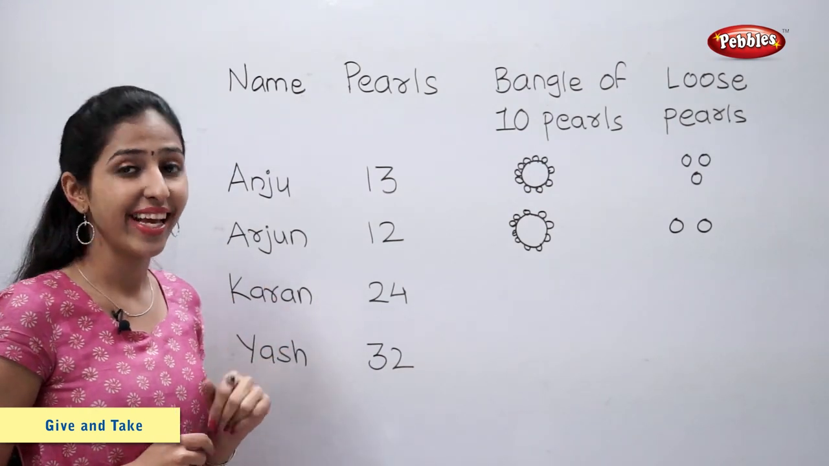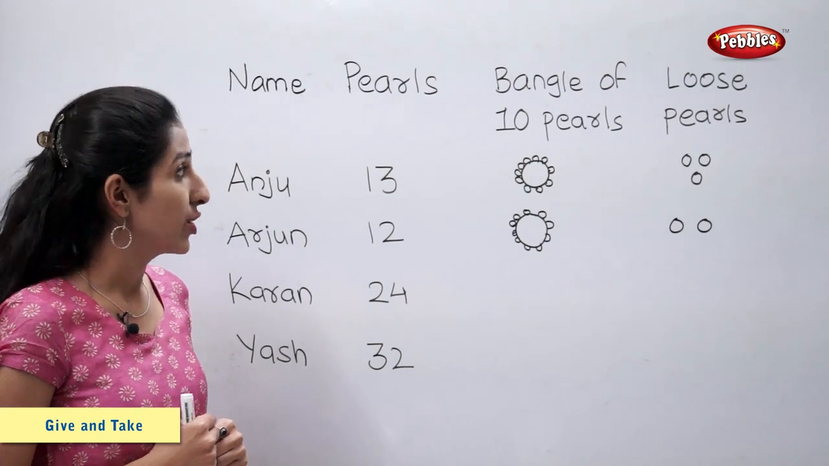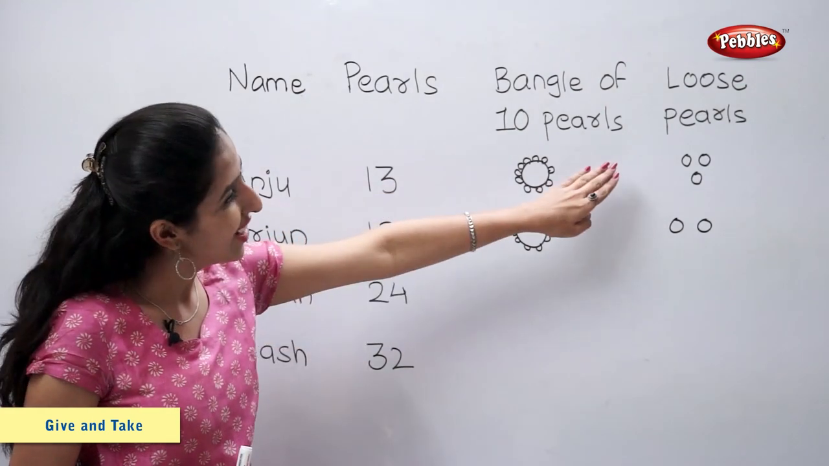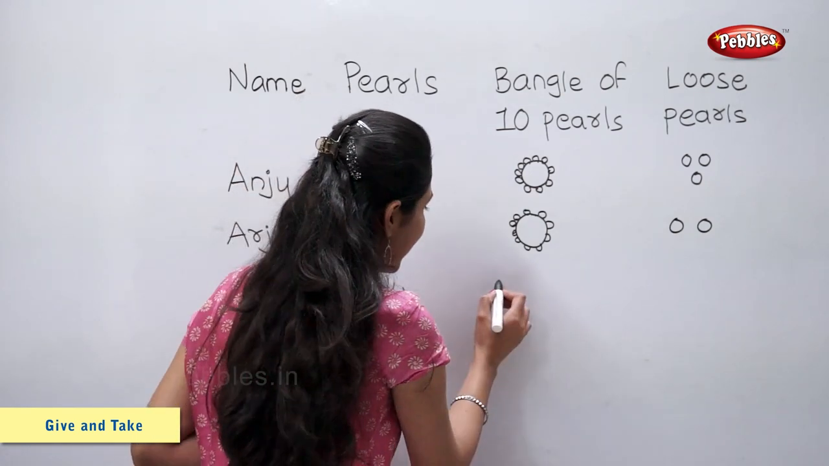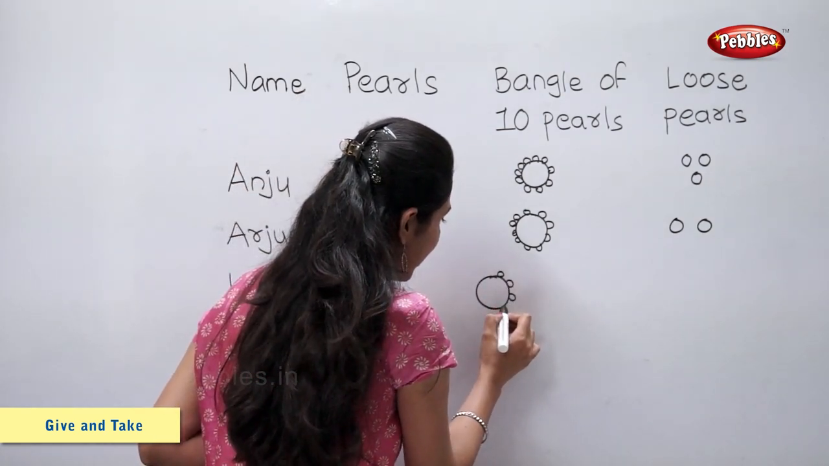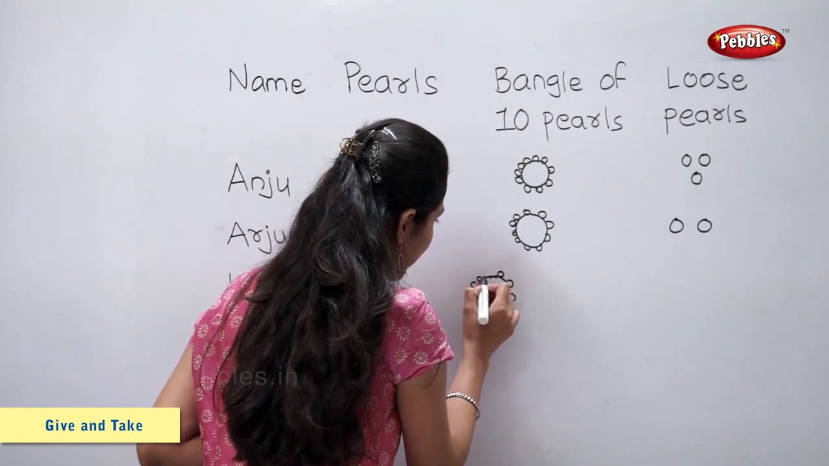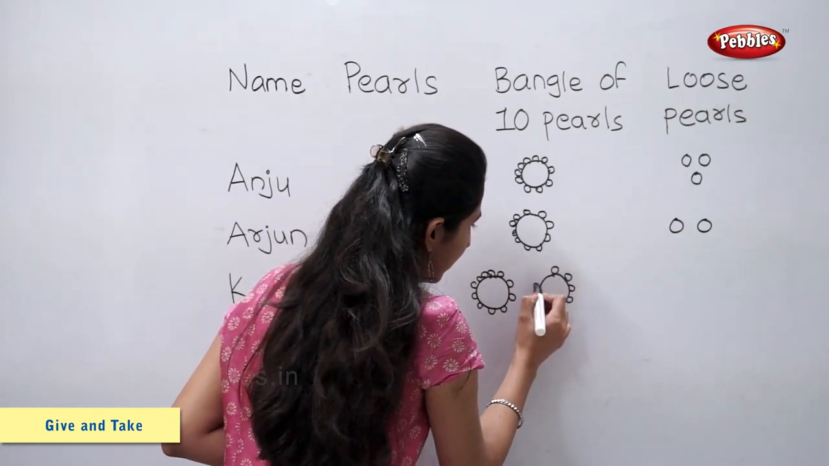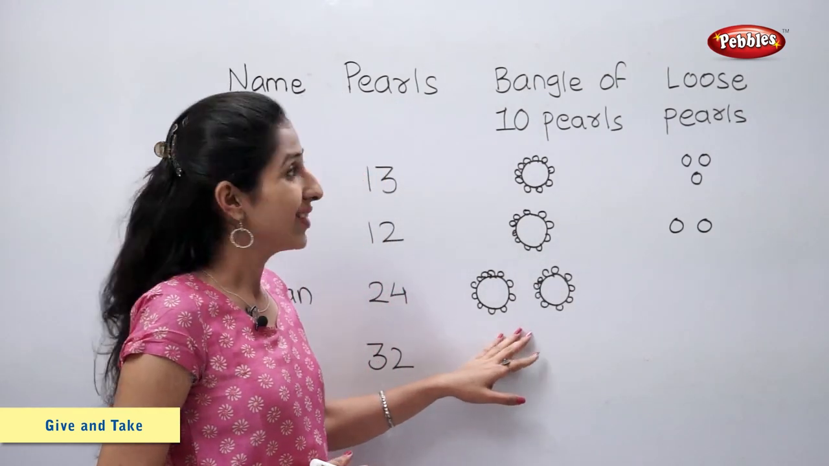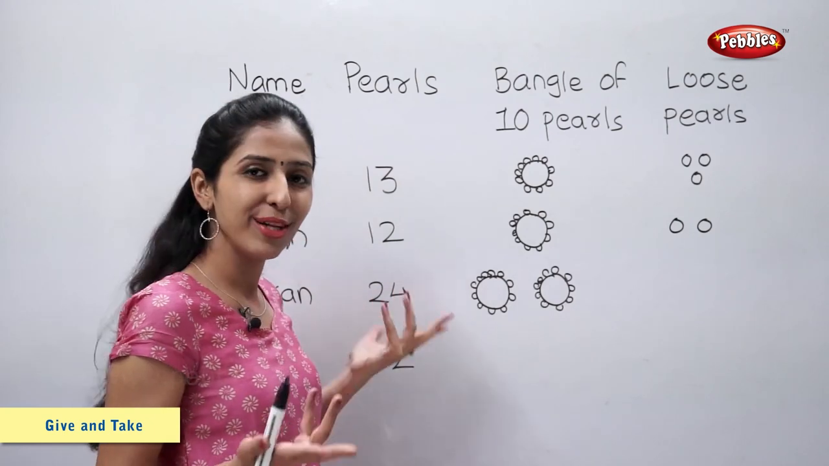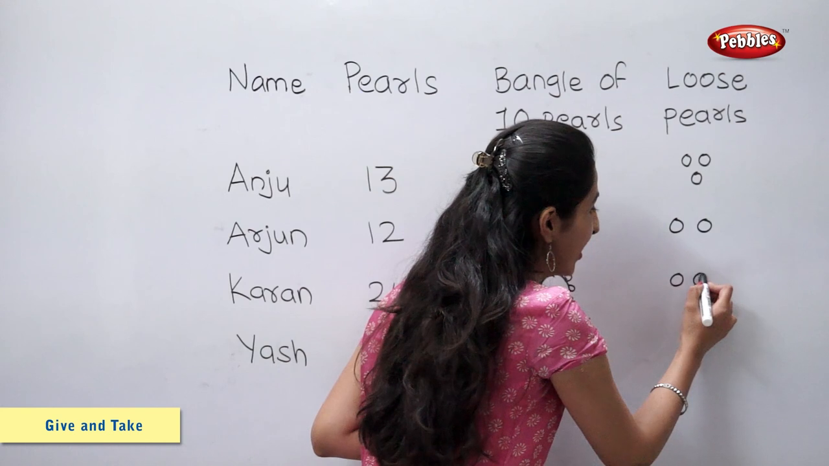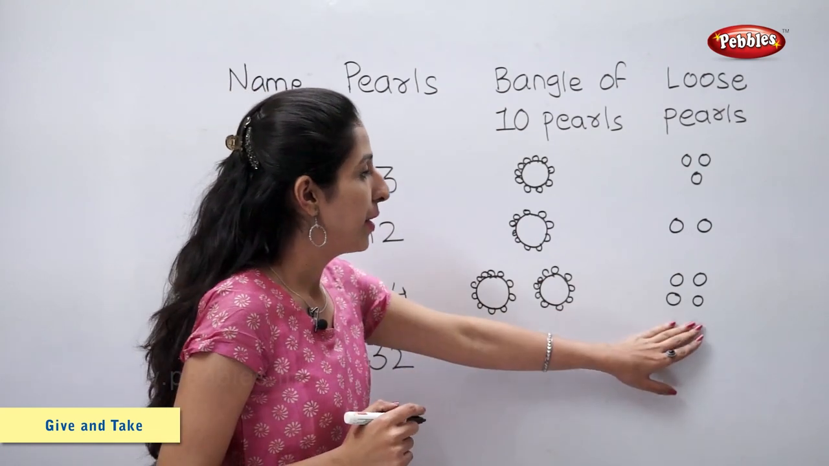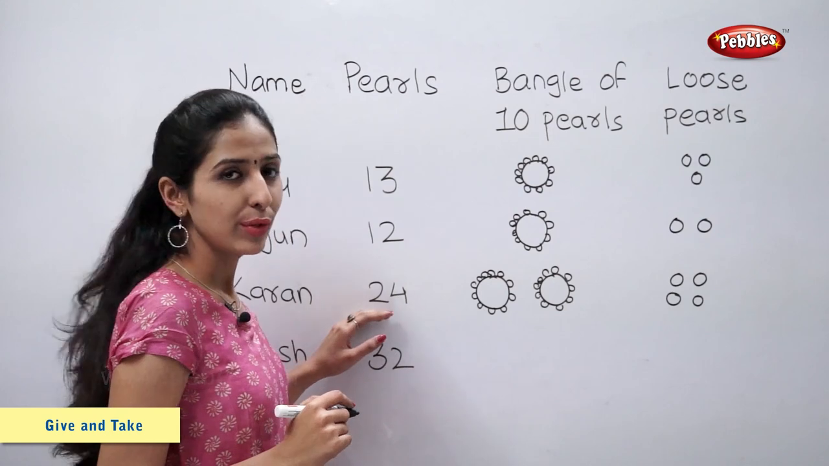24 is 2 tens and 4 ones. So, 2 bangles of 10 pearls and 4 loose pearls. 1, 2, 3, and 4. So now 20 plus 4 is equal to 24.